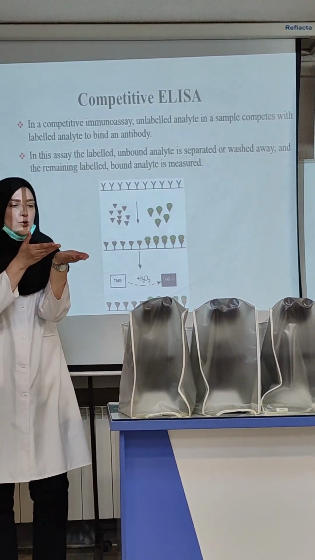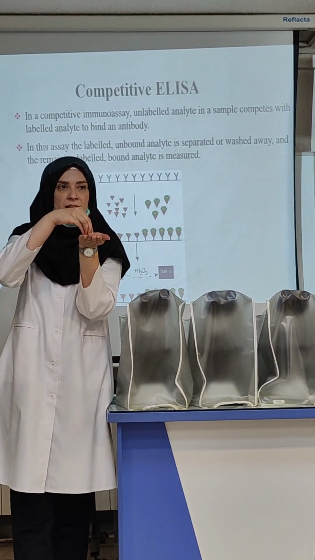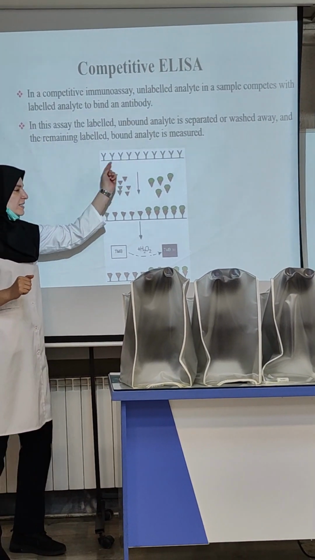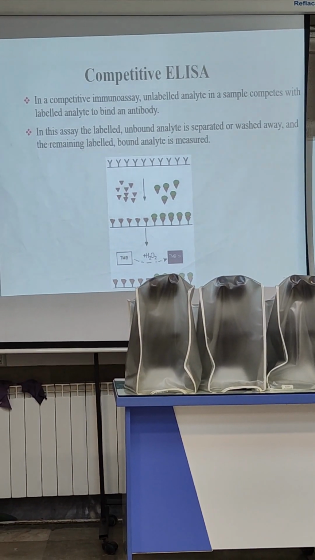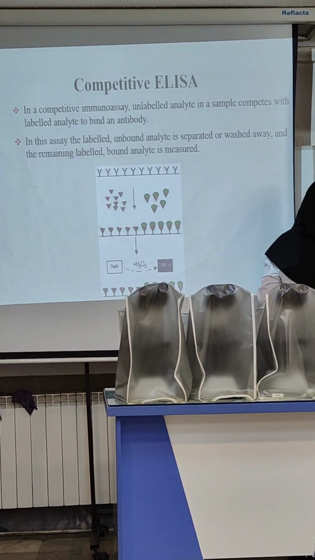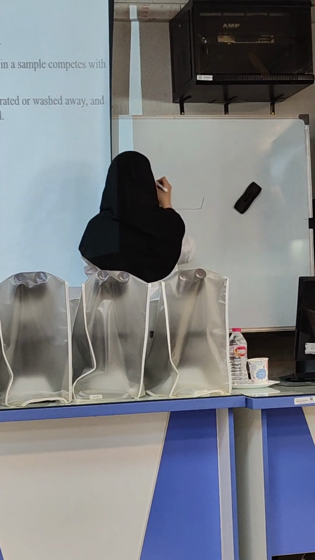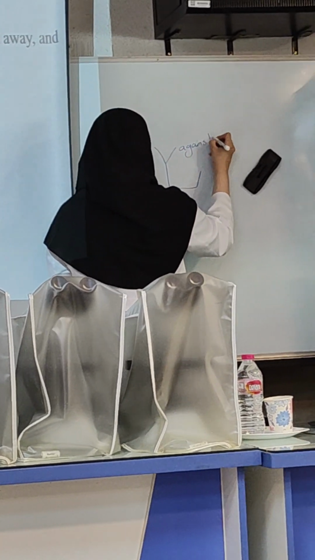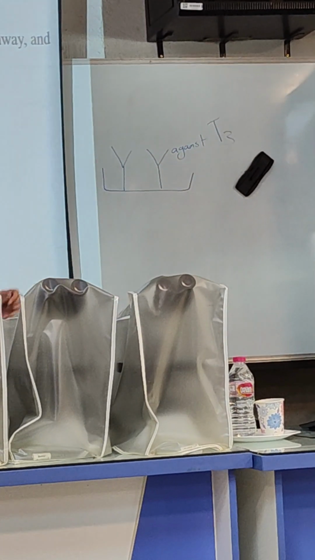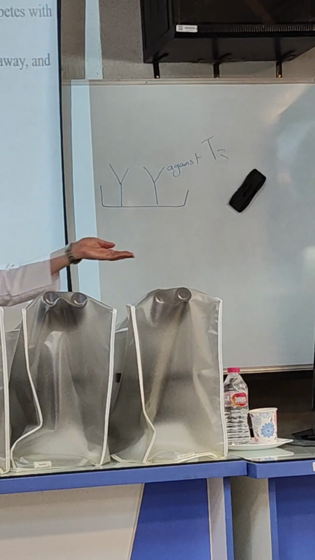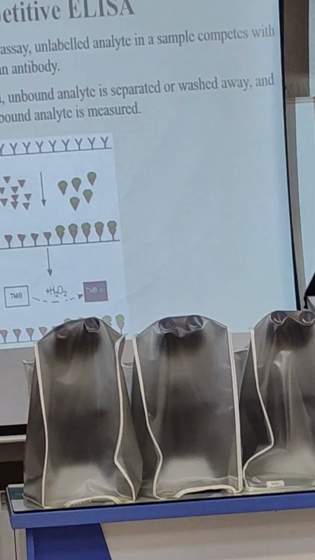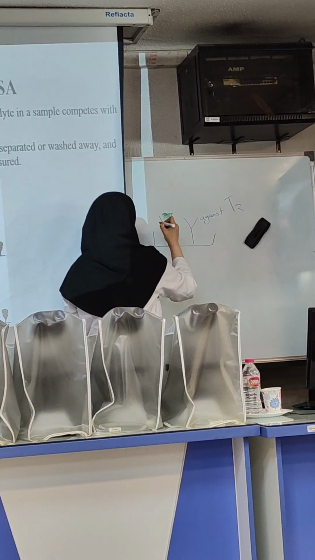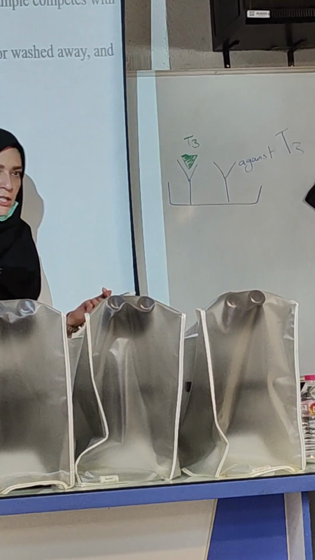You have a well. Inside the well, there are coated antibodies. These are specific antibodies. For example, in each well, you have antibodies, and these antibodies are against T3. And then you add a patient serum, because serum contains T3 hormone.